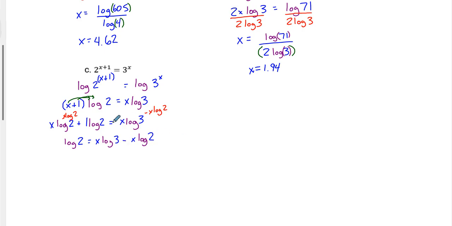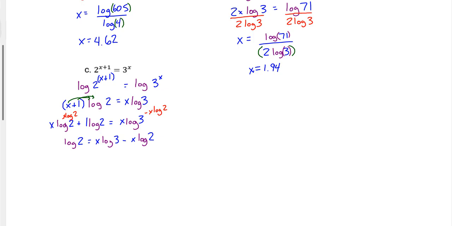And this isn't the only way. We could subtract this log 2 and subtract the x log 3 over, and it would look a little bit different. It's going to give us the same answer. But the tricky part here is we need to get rid of our x, or in other words, we need to combine our x's into one aspect.